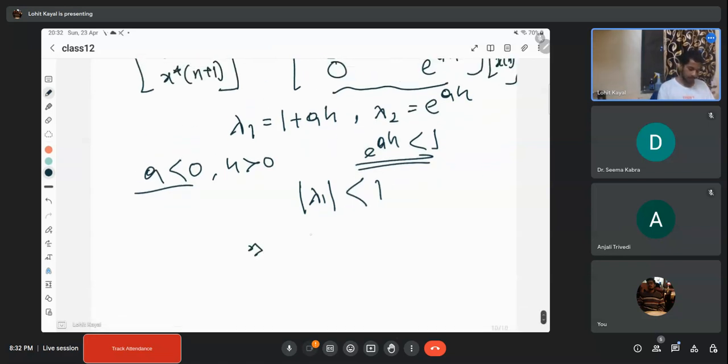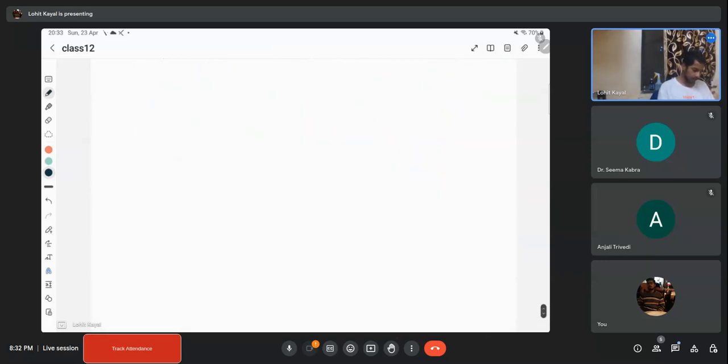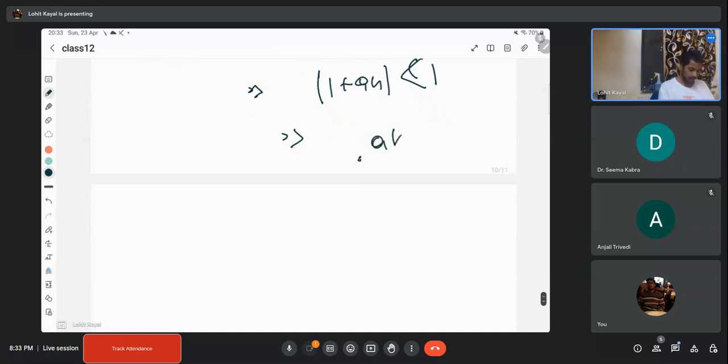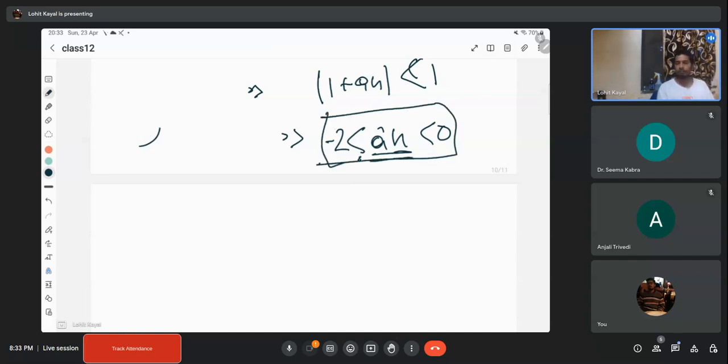That means the modulus of 1 plus a h has to be less than 1. If you expand this, you will get a h less than 0 and greater than minus 2. Now your a is negative and h is positive, so you need to take your h within this limit. If it is outside this limit, then your solution is not stable. You are going to get a wrong answer.